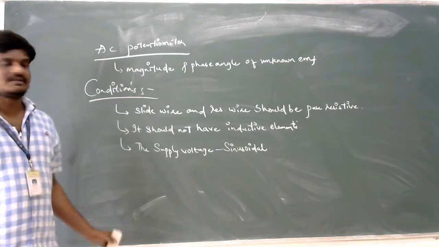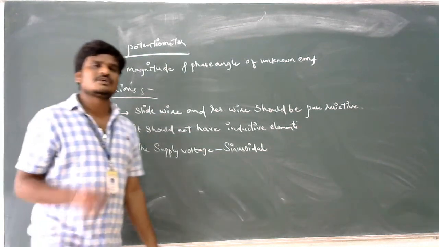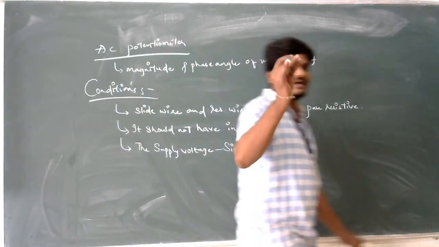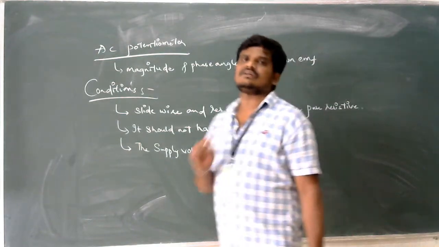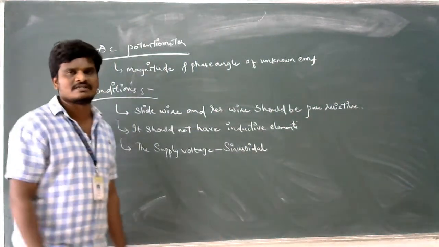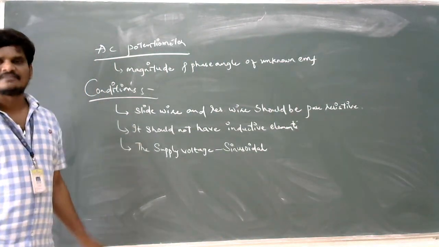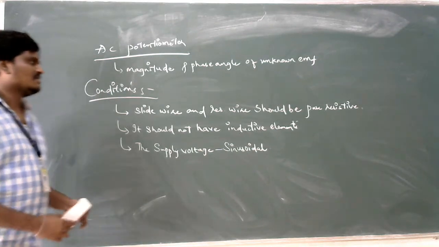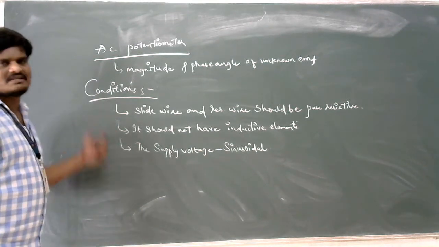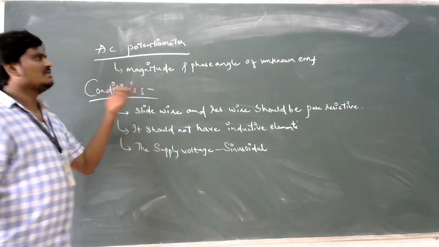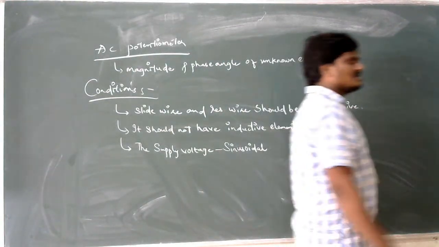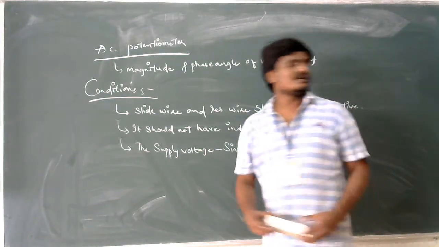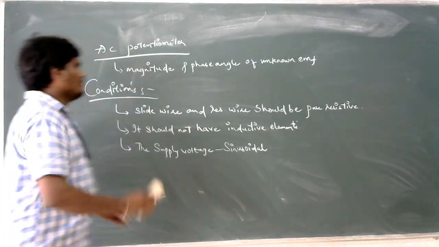Coming to the third condition, the supply voltage should be as sinusoidal as possible. It should be purely sinusoidal in nature and free from harmonics. These are the three conditions. If you follow these three conditions, you can easily measure the magnitude and phase angle of the unknown EMF by using the AC potentiometer.